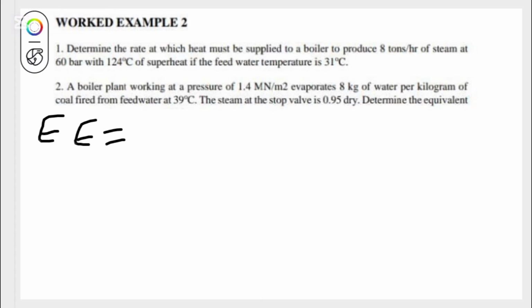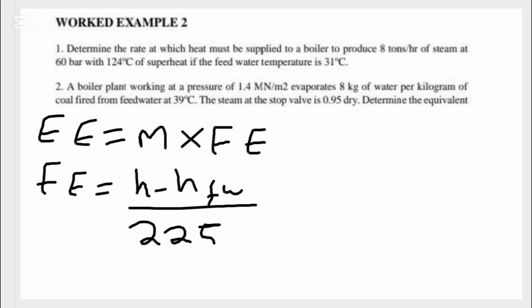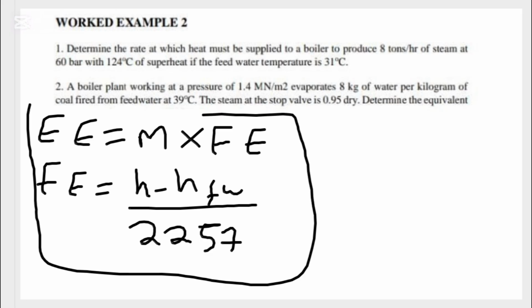it is the same thing as M multiplied by Fe. And you have to take note that Fe itself is the same thing as H minus the enthalpy of feed water, divided by 2257. So you have to take note of this. Tear a sheet of paper and write the formula down.